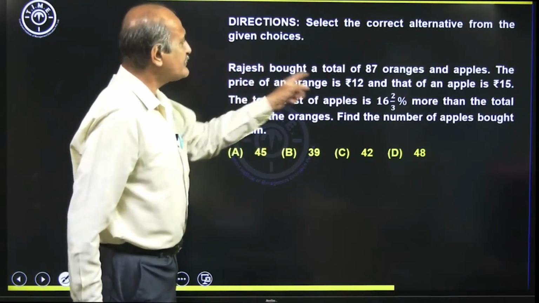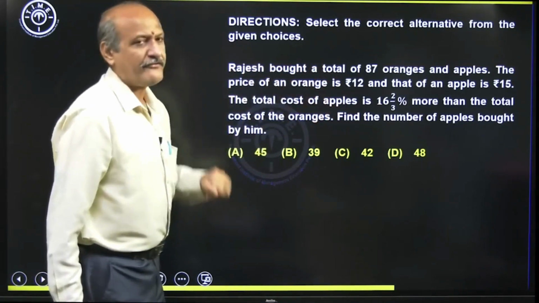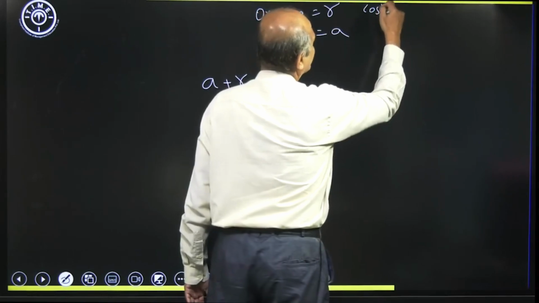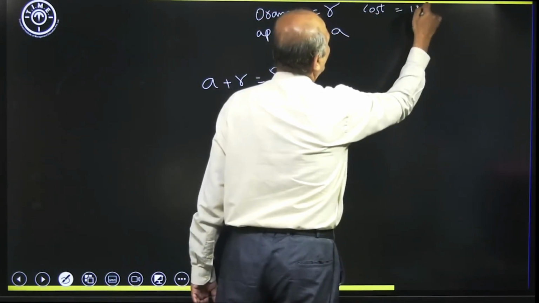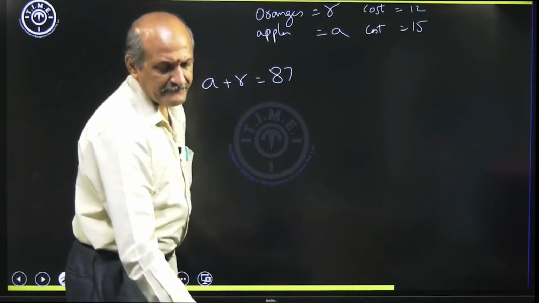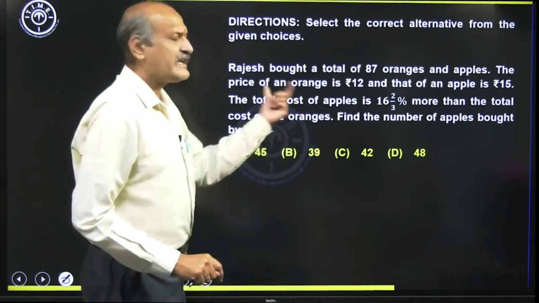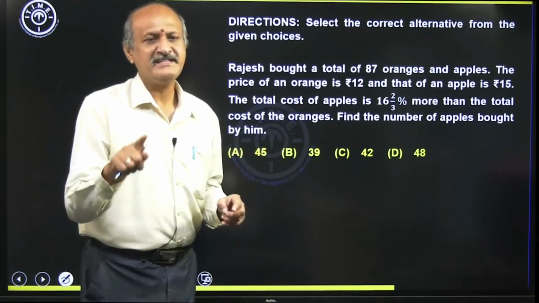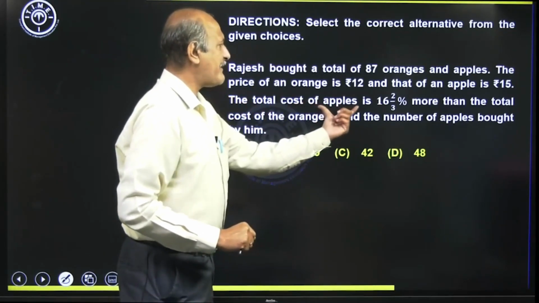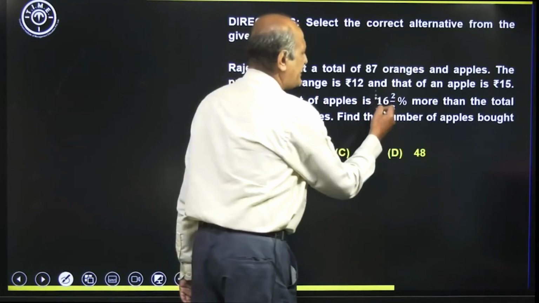Next it reads, the price of an orange is 12. One orange costs 12 rupees, and that of an apple is 15. Let me tabulate it properly: the cost of each orange is 12, and the cost of each apple is 15. Now next it reads, the total cost of the apples. How do we calculate the total cost? It is the cost price of each apple multiplied by the number of apples purchased. So the total cost of the apples is 16 2/3% more. Please identify 16 2/3%.